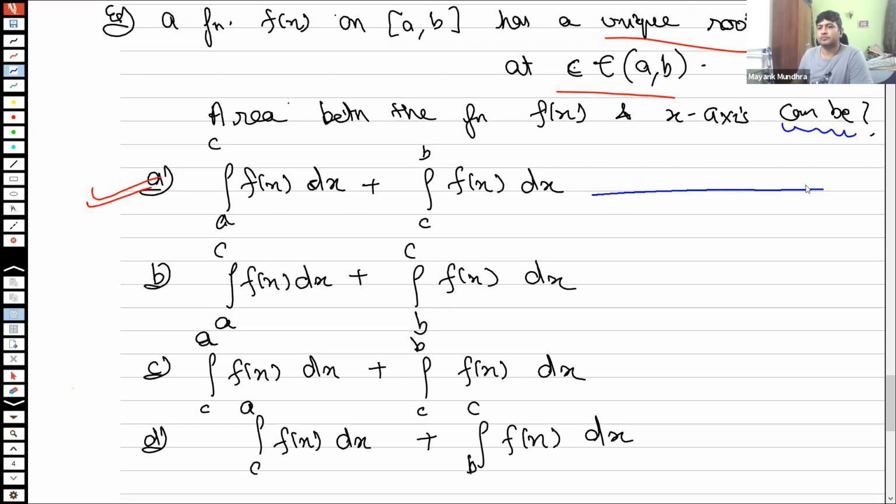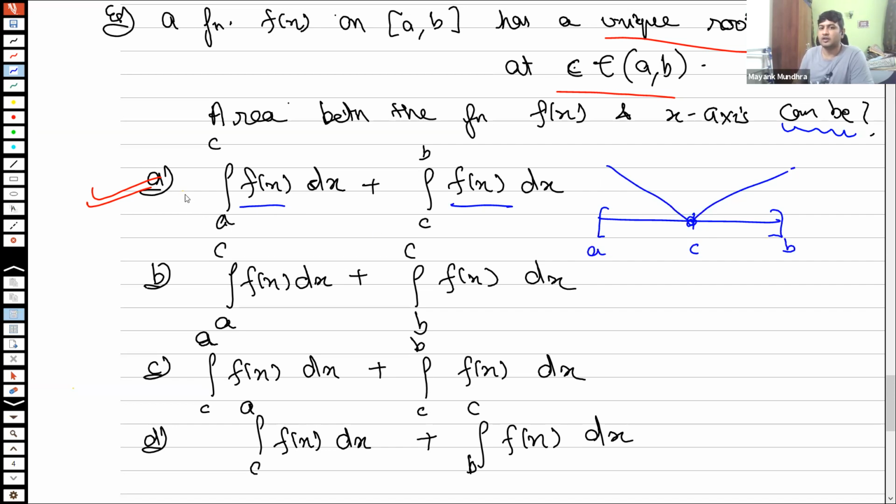Okay, so in this case, this would represent the area when f of x is positive in A to C and it is positive in C to B. So if this is, let's say, my A, this is my B, and this is my C, a function which looks like this, which has a unique root at C, will give me area which is going to be given by this integration. Because in this area the function is positive, and in this area also it is positive. So this is correct for a function of this format.